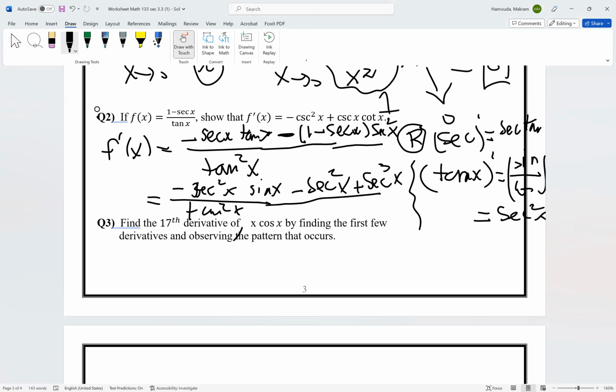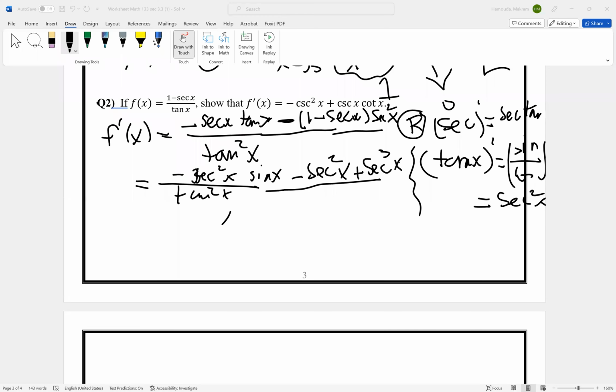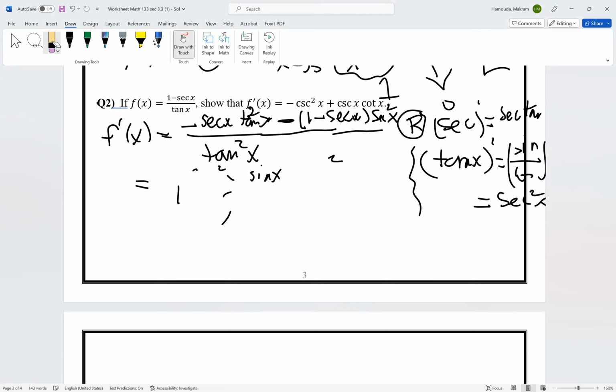I'll just make some space. Sorry, there is a square missing here. So this is tan squared. Okay, I can maybe simplify this quantity a little bit. We'll take advantage of the simplification by tan squared.